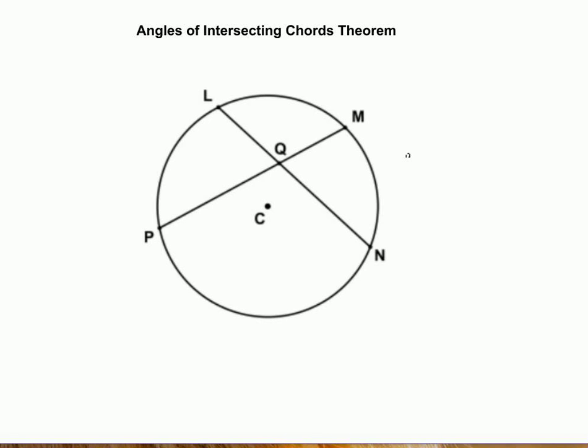So we have a circle C. We have two chords that intersect, and the chords are LM, LN, and PM. When they intersect, they create angles, and the opposite angles, the vertical angles, are congruent. So these angles are vertical angles, and they're congruent. And also this one is congruent to this.